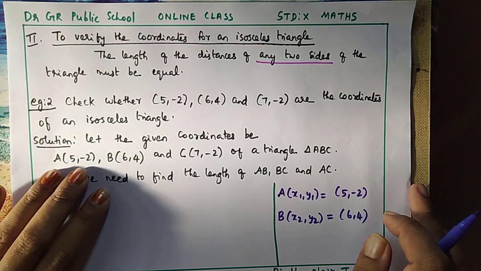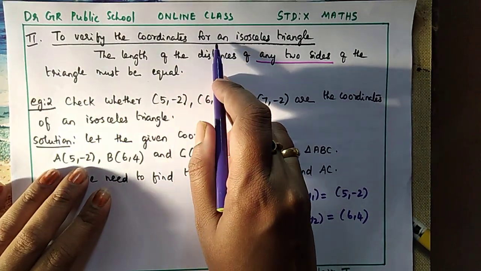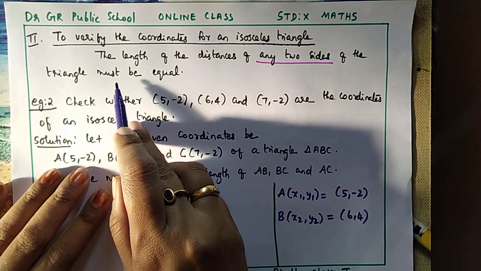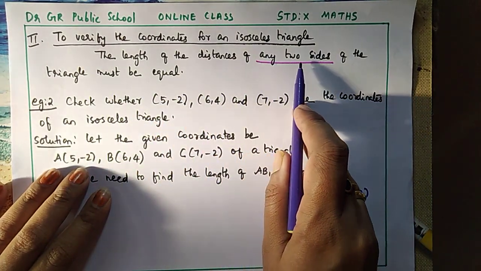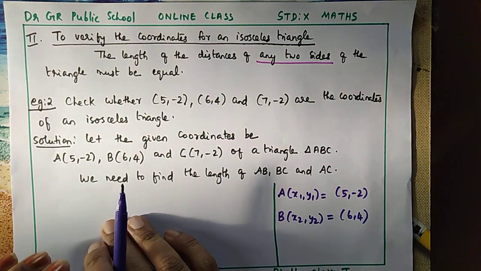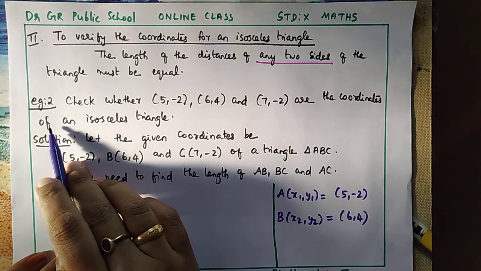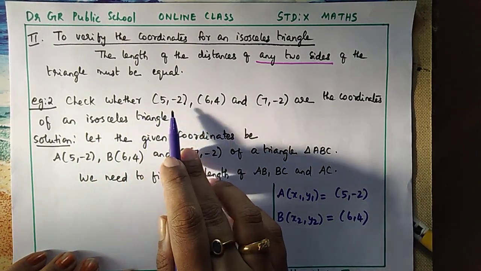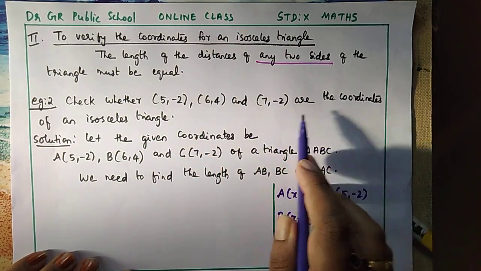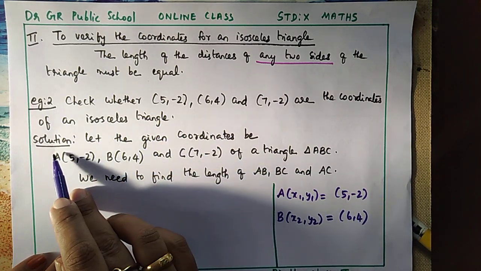Yes, now come to the second type of the triangle. To verify the coordinates for an isosceles triangle. And what do you know about an isosceles triangle? The lengths of any 2 sides of the triangle must be equal. So any 2 sides, if you prove they are equal, then it is an isosceles triangle. Now see one example in that type. Check whether 5, minus 2, 6, 4 and 7, minus 2 are the coordinates of an isosceles triangle. Right? Now start the solution.